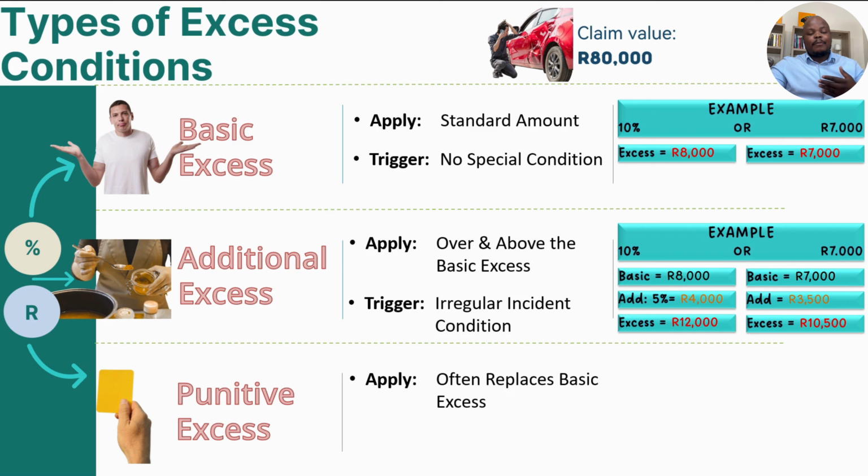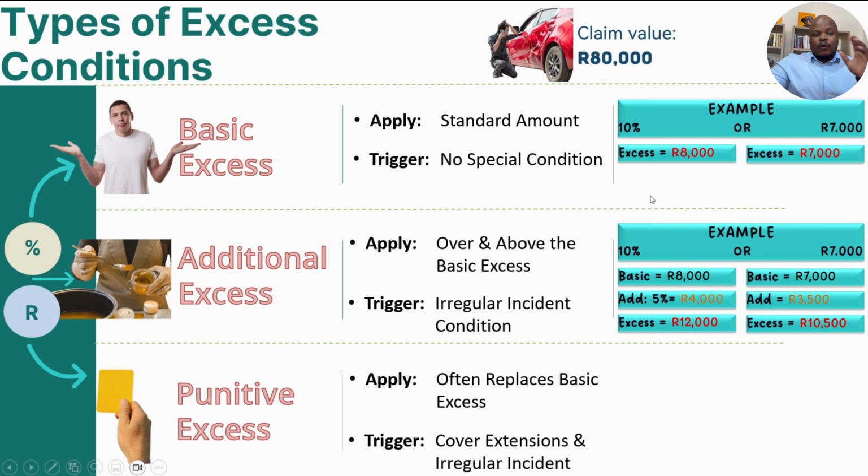to make sure that they put certain penalties to prevent clients from going over and above and being negligent or reckless. So that one works almost like additional, but the difference between the two is that the one adds to, whereas the other one replaces. And this means that because it replaces the basic excess, it's likely going to be more. And it's also always triggered by one thing: the extensional covers.